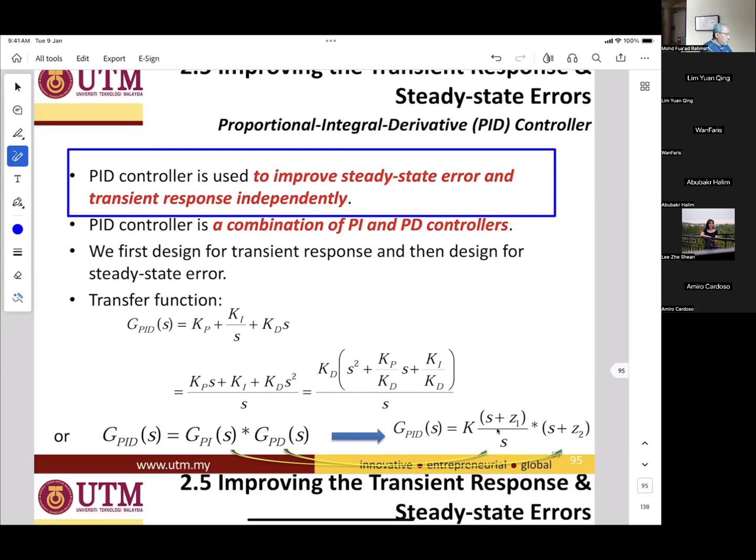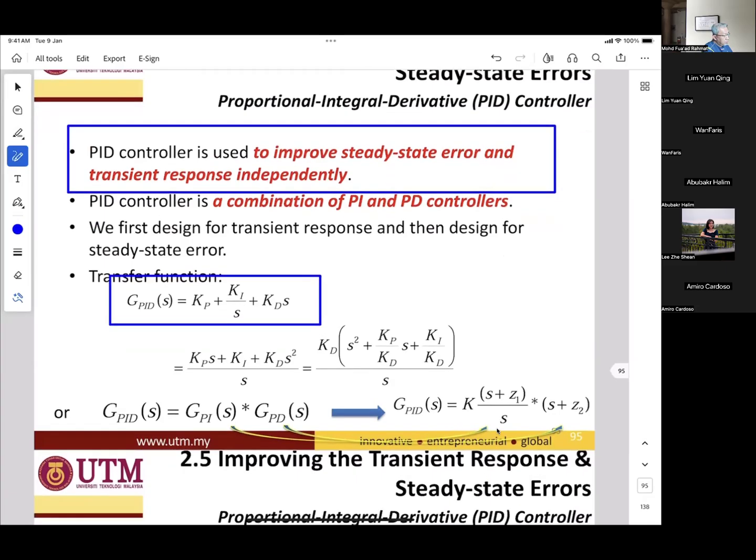So the PID controller is a combination of PI and PD. First we design the PD for transient response, then we design the PI to make the steady state error 0. And this is the transfer function of the PID controller, Kp proportional plus Ki over S integral plus Kd S the derivative.